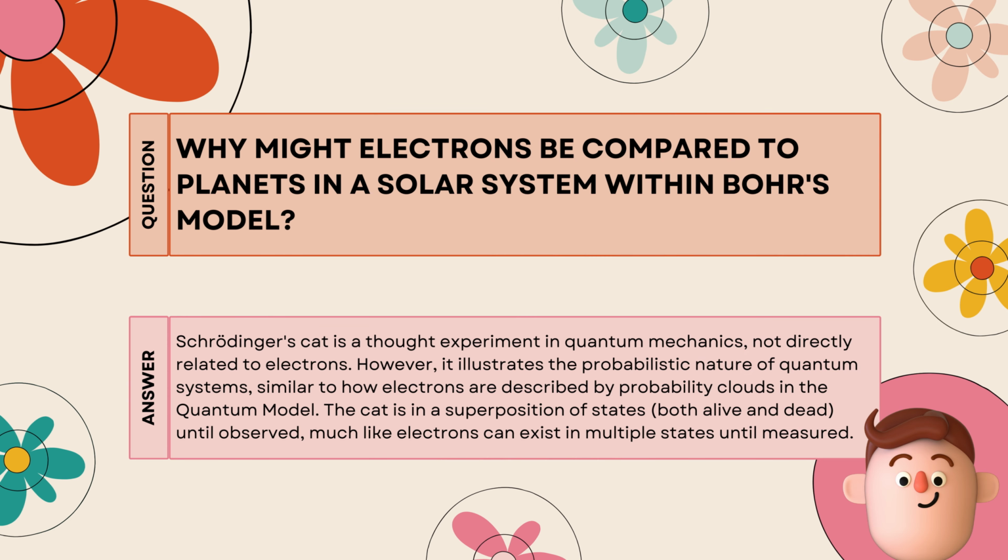Why might Schrödinger's cat be relevant to the quantum model? Answer: Schrödinger's cat is a thought experiment in quantum mechanics, not directly related to electrons. However, it illustrates the probabilistic nature of quantum systems, similar to how electrons are described by probability clouds in the quantum model. The cat is in a superposition of states, both alive and dead, until observed, much like electrons can exist in multiple states until measured.